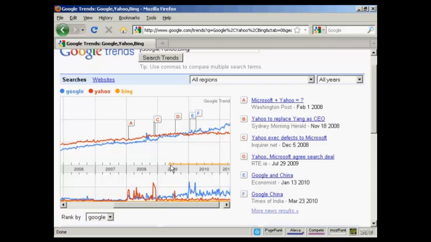So in short, there are many different ways that you can use Google Trends to mine search data to do better research, and these are just a few examples to get your creative juices flowing.